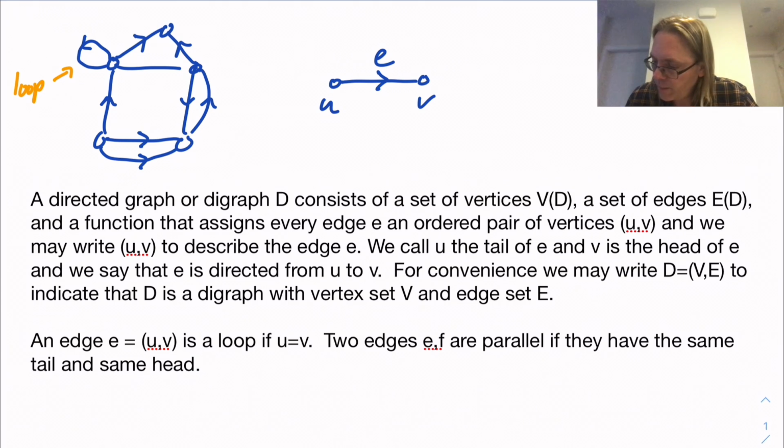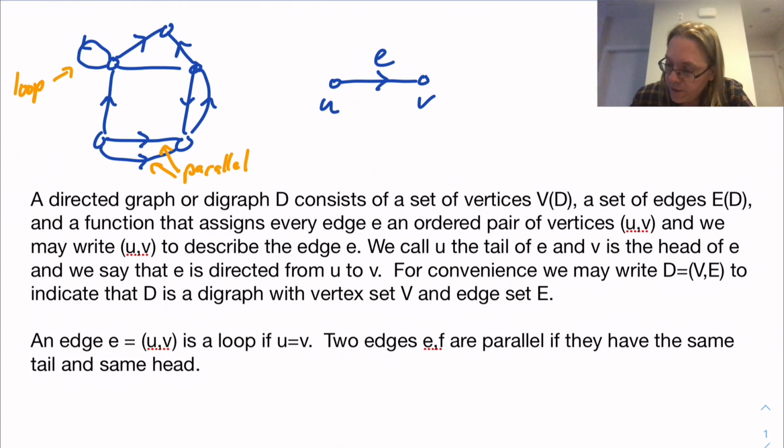So what does that mean in our picture here? These two edges here are parallel. I didn't name my vertices, but those both have the same tail and the same head, right? They're directed from the one to the other.